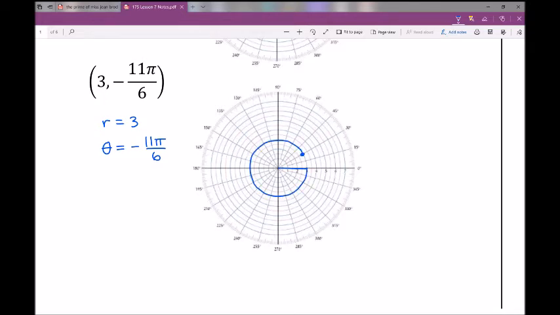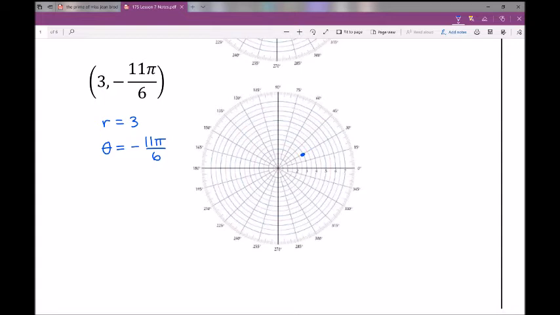So this point is going to be right there. And if you notice, this is kind of the same thing as if we had gone out to 3 and then around positive pi over 6. So this is an important thing to keep in mind. Just like on the unit circle, when angles could be named different things, we have the same thing going on in this polar coordinate system.